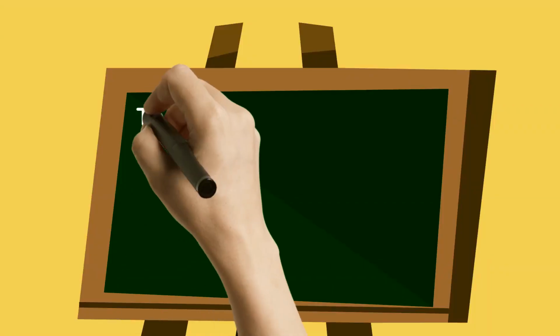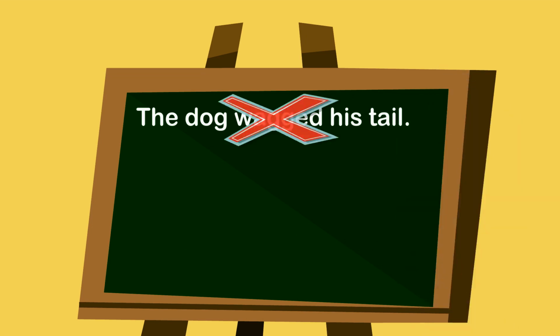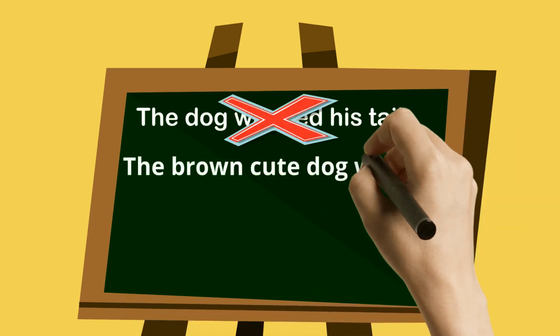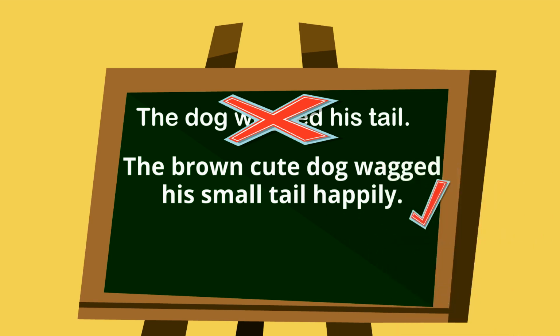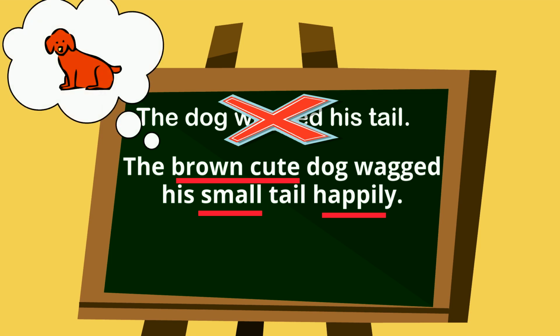For example, instead of writing, "The dog wagged his tail," you can write, "The brown cute dog wagged his small tail happily." Now look at the words brown, cute, small, and happily. Now, did you see what the second statement did? It painted a picture in your mind, and that is the purpose of descriptive writing.